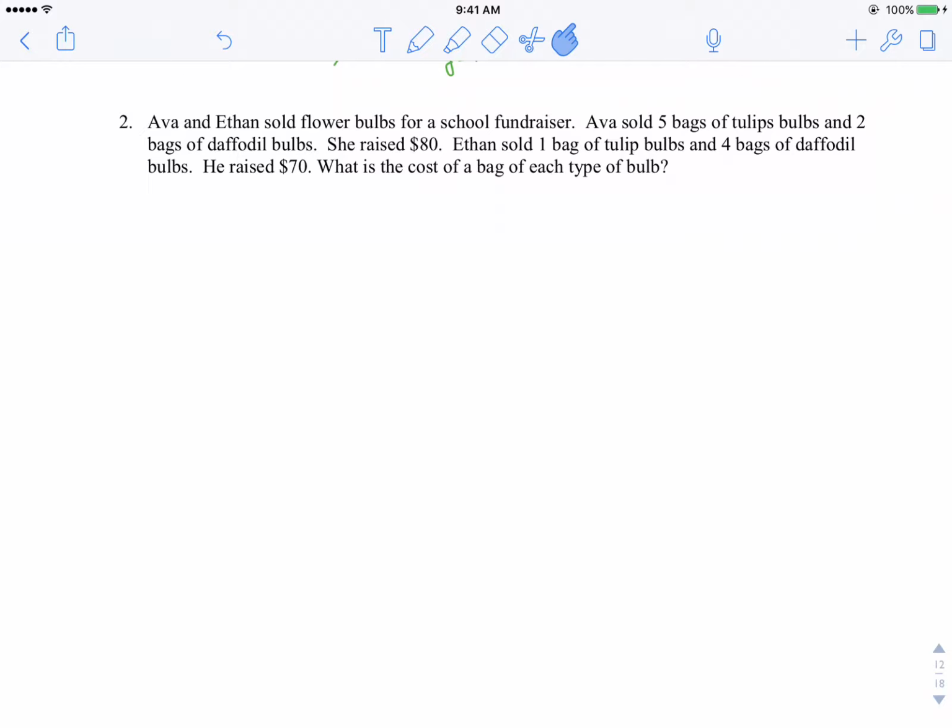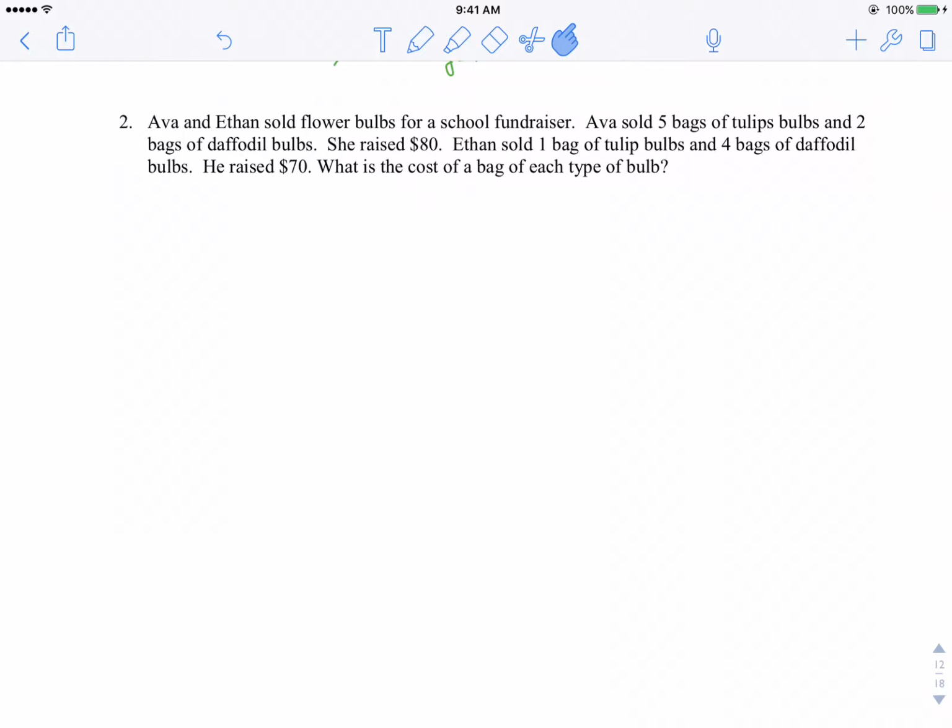So here we are with example 2 now. And again, we just go all the way back to section 7.1 now. Well, here is a word problem. You create your system of equations, and then now we're at the point where we can solve those systems of equations. So it says Ava and Ethan sold flower bulbs for a school fundraiser.